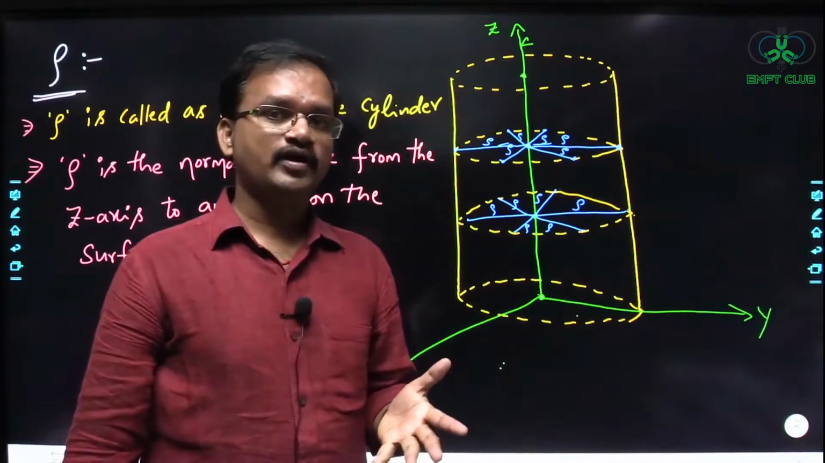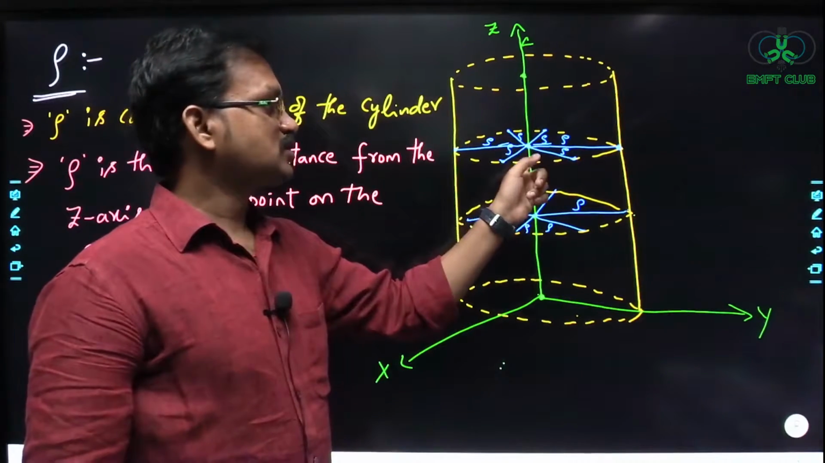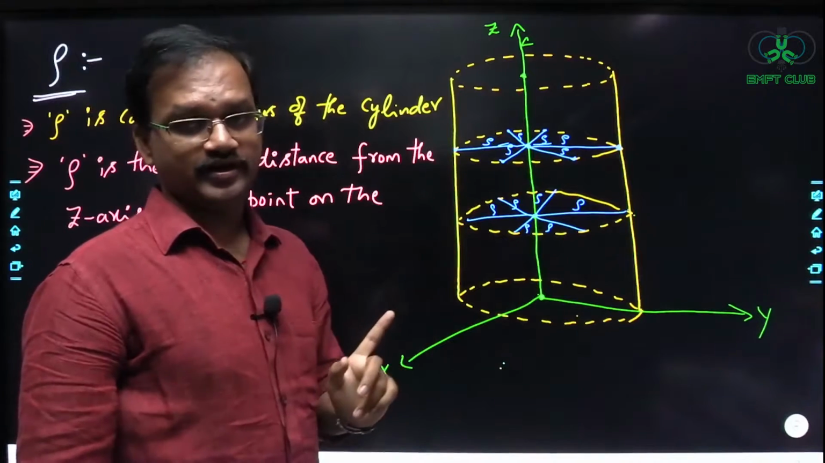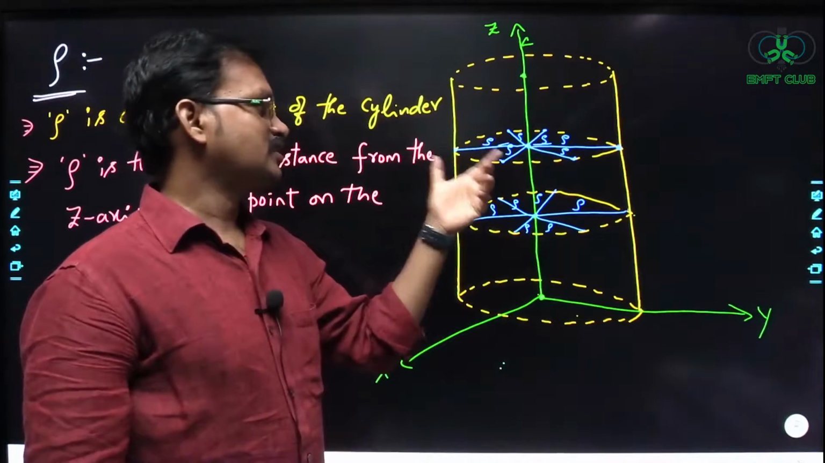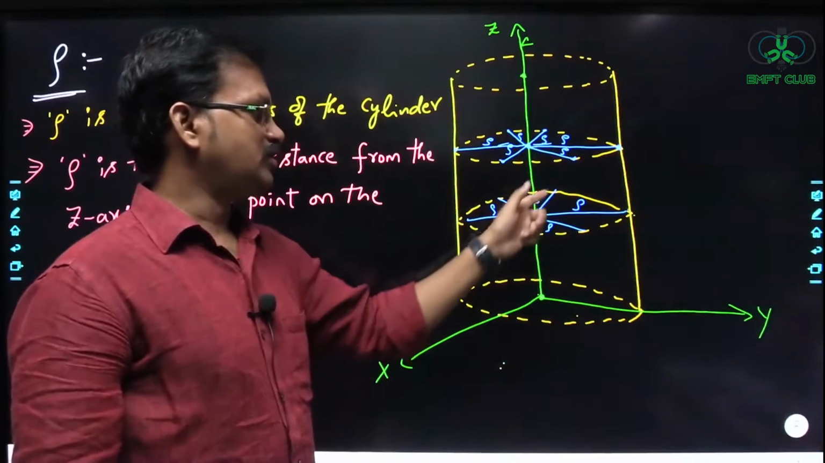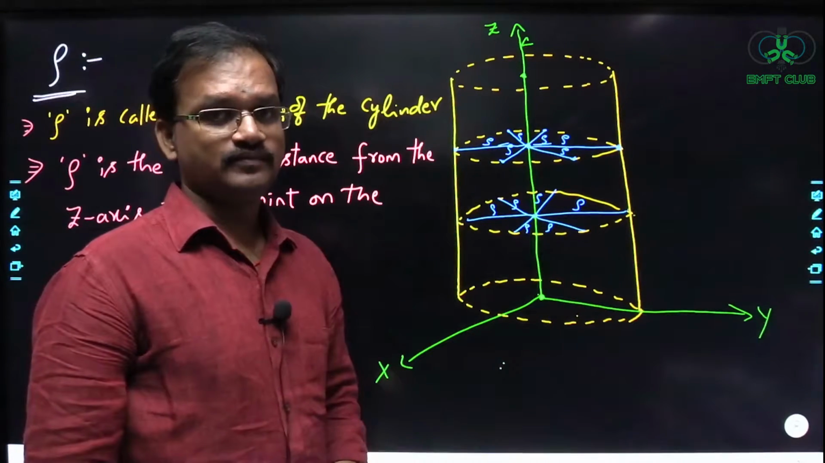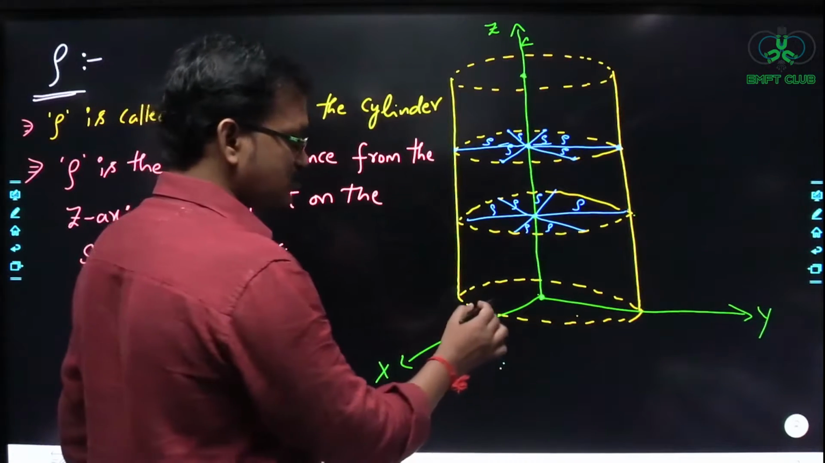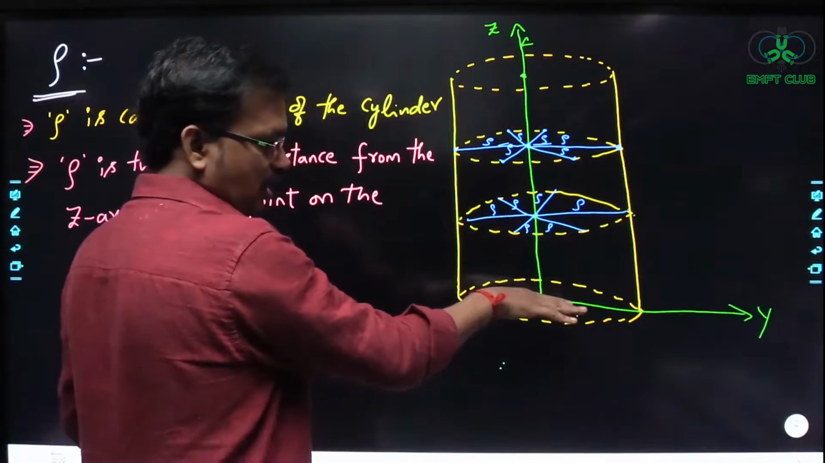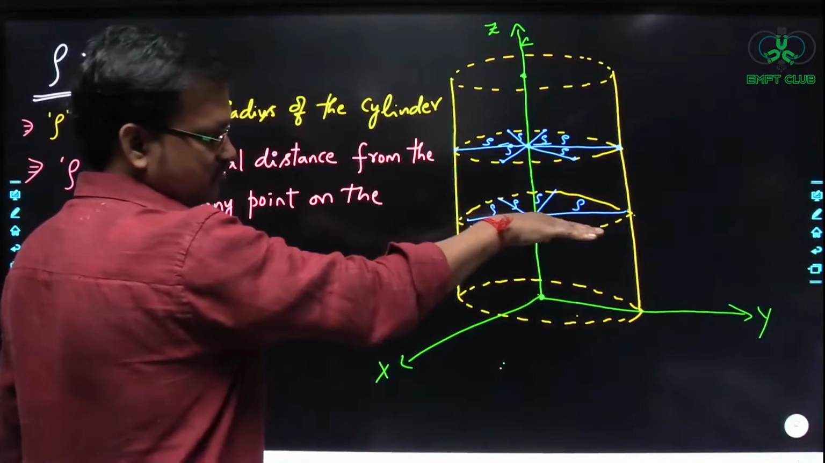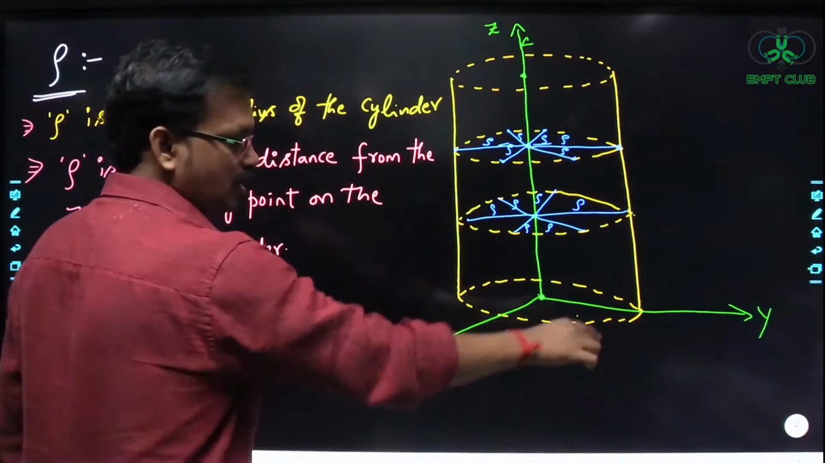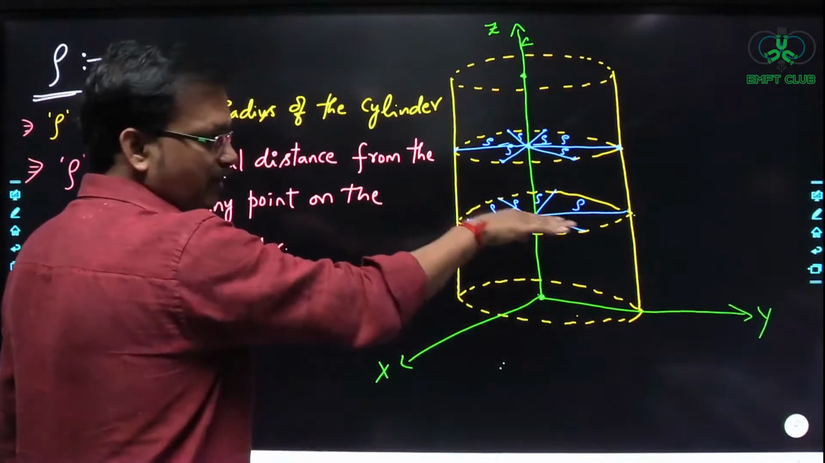So how have we defined rho here? Rho is the normal distance from the z-axis to any point on the surface of the cylinder. So it is nothing but the radius of each and every circle. Understood? And if you observe all these circles here, these circles are parallel to the xy plane. This is the xy plane, or not? So these circles are parallel to the xy plane.